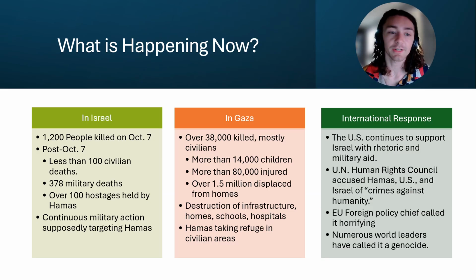So, what's happening now in Israel? Like we said, 1,200 people were killed on October 7th. About 3,000 were injured, and many of them were children. It was a terrible atrocity, and since then, there's been less than 100 civilian deaths since the war started. 378 military deaths, according to the Israeli government, and over 100 hostages are still being held by Hamas right now.